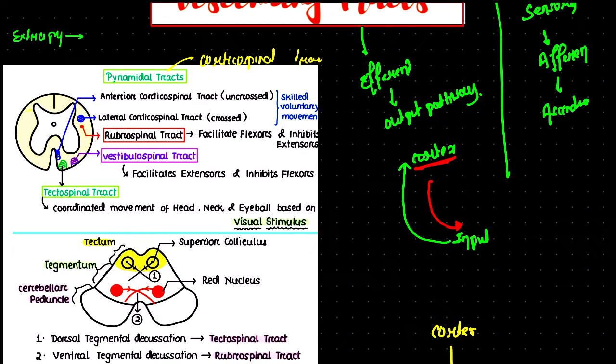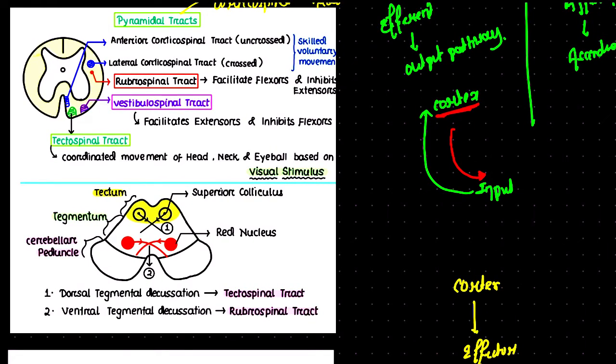Now what is its function? Okay, let's not go into function yet. Another is our vestibulospinal tract. This vestibulospinal tract is present between our rubrospinal tract and our tectospinal tract. We're talking about the vestibulospinal tract. Okay, now let's talk about the function of the rubrospinal, vestibulospinal and tectospinal tracts.